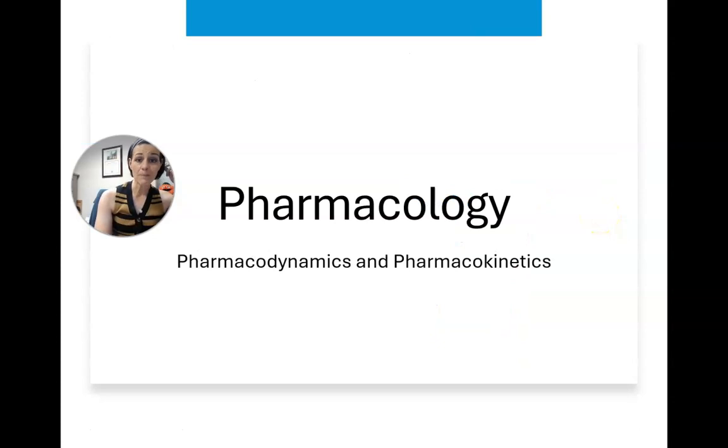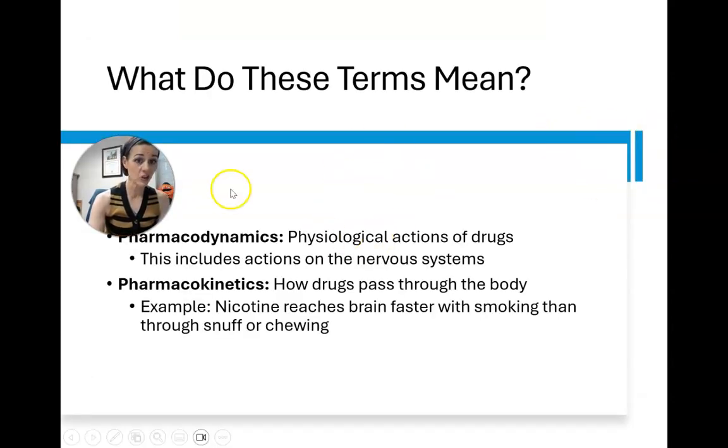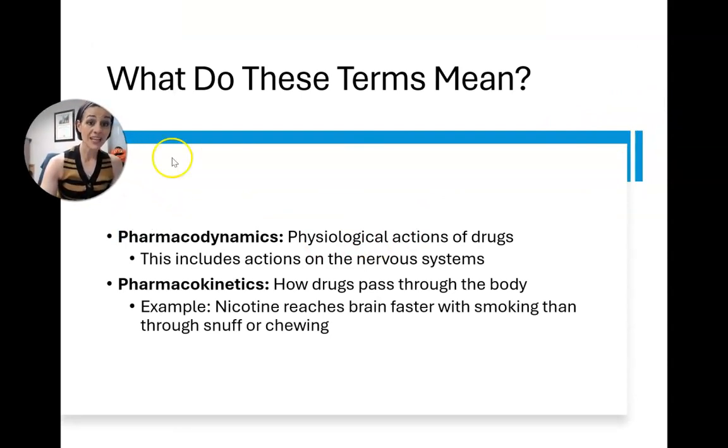So now let's finish up by talking about pharmacology. We're going to talk about this more next week when we talk about pharmacodynamics and pharmacokinetics. But let's give you a very brief understanding of what each of these things mean. So what do these terms mean? Pharmacodynamics are basically the physiological actions of drugs. So basically how they act on the nervous system, what receptors they bind to, and things like that.